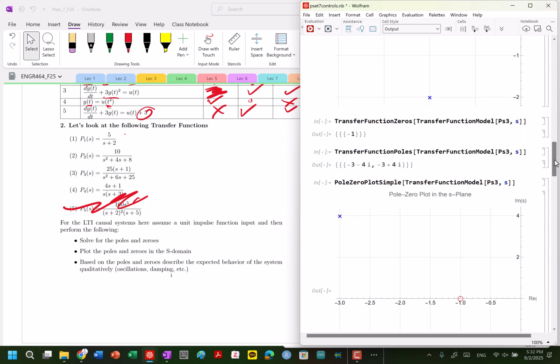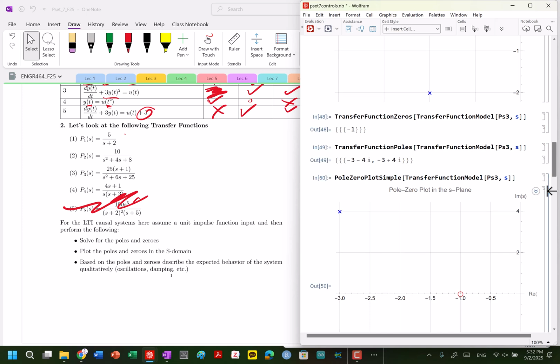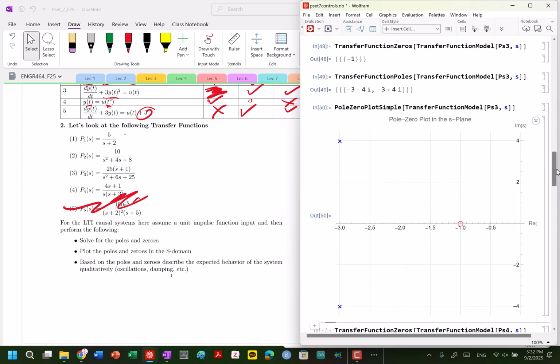What about PS3? PS3, let's look at what we got here. So we have a 0 here, and we can see that at -1. And we also have two poles that have, again, a real and imaginary component.